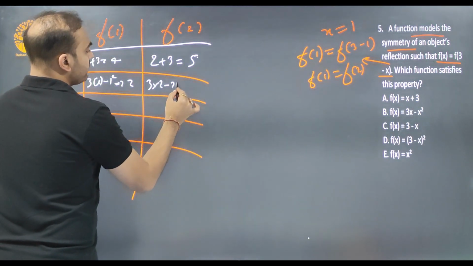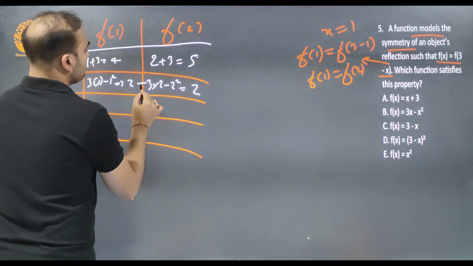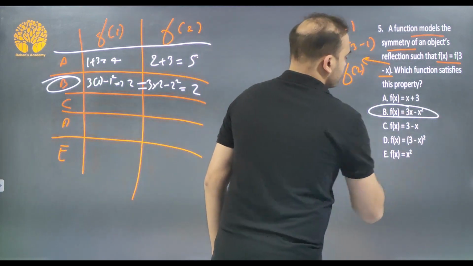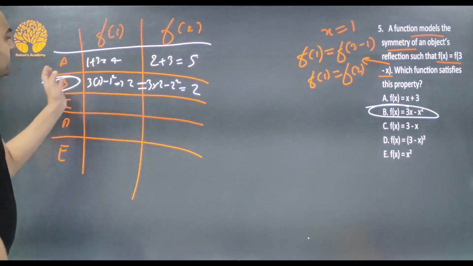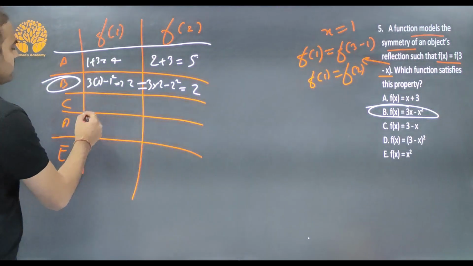3 into 2 minus 2 square, that is, 2. So B option it is. For B option, both the answers are same, right? Let's just continue. Find third, fourth, fifth also.